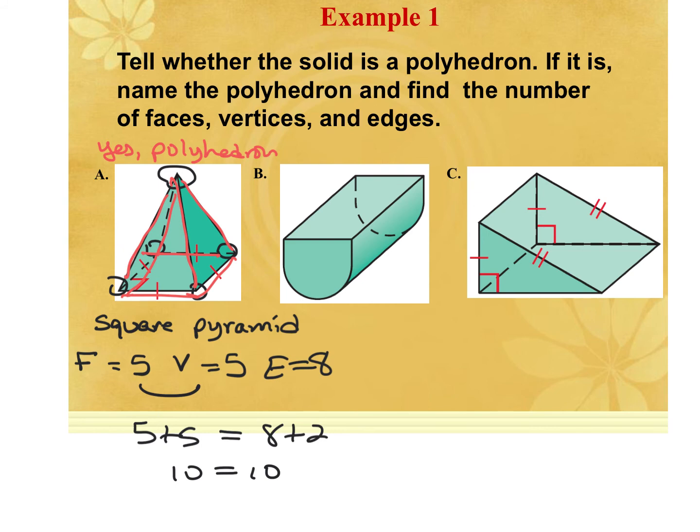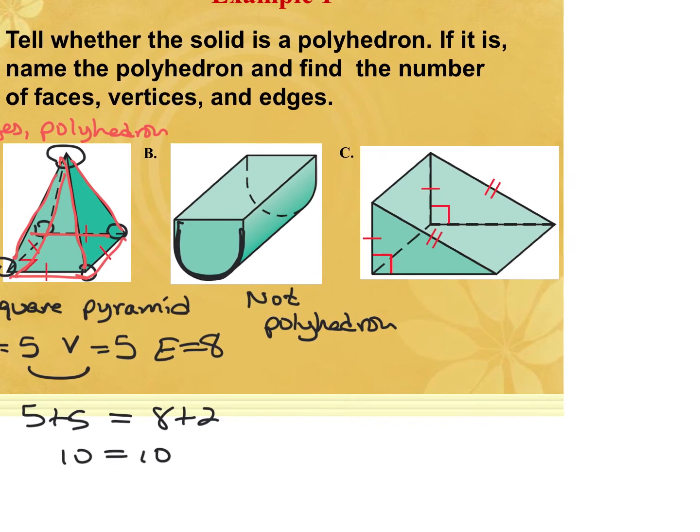The next one, notice this one has a curved side here, or curved edge, making this not a polyhedron. And once it's not a polyhedron, we're not going to name it. We're not going to count edges, vertices, and faces. We're done.